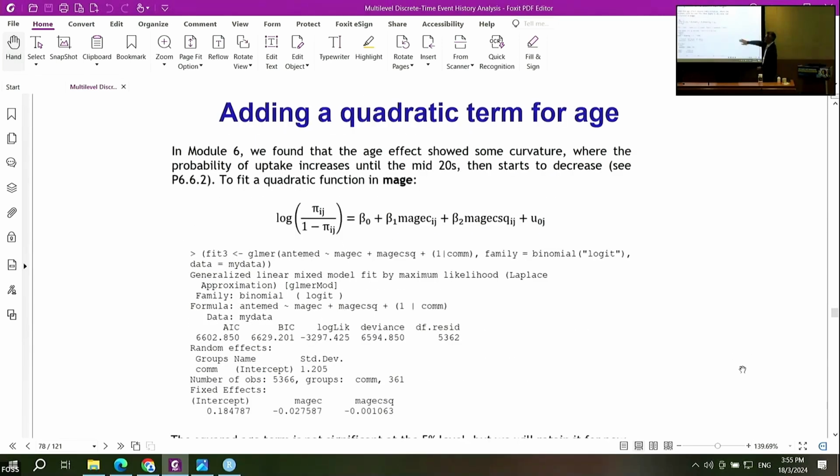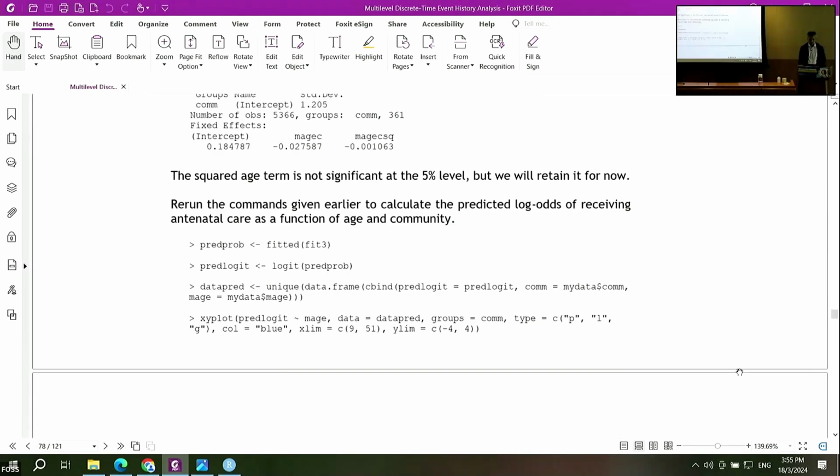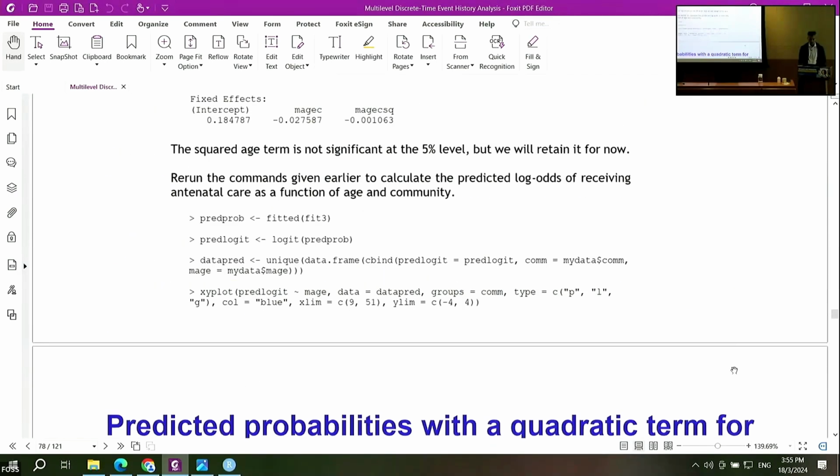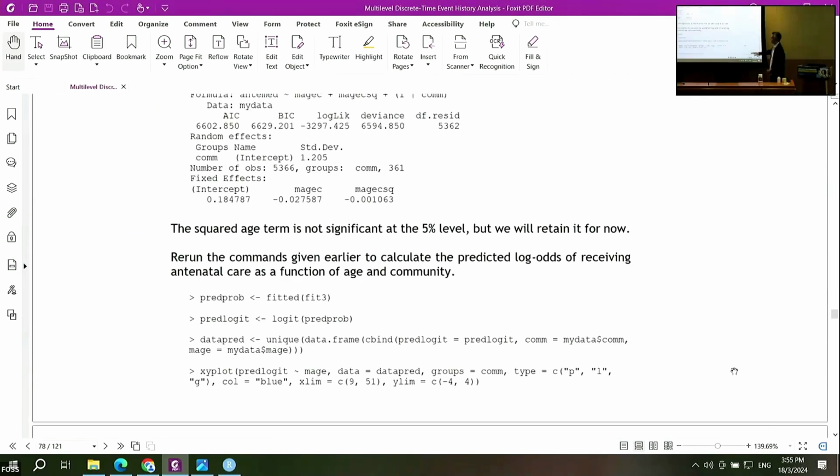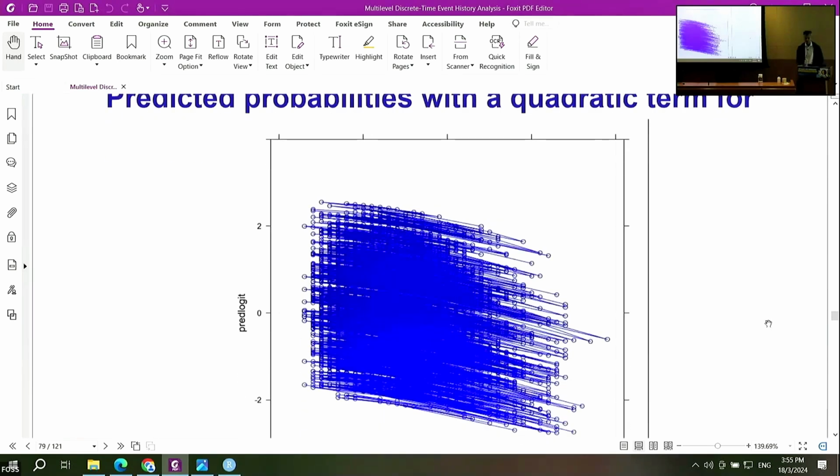We can add in a quadratic term for age. So instead of just a linear term for age, add in age and age squared. The model actually finds that the age squared term is not significant at the 5% level, but we can just keep it in. If you look at the predicted probabilities, it doesn't really change that much. It's not like there's a big curve being introduced when we introduce the age squared term.